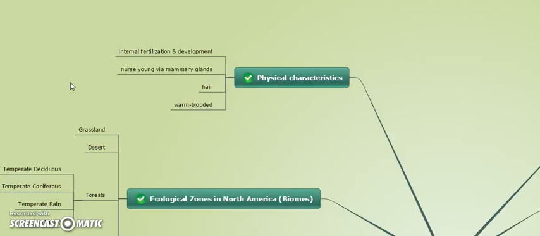And they are warm-blooded. I might note here that even though they have internal temperature regulation, there are also some other physiological and behavioral characteristics that affect or help them maintain their body temperature.